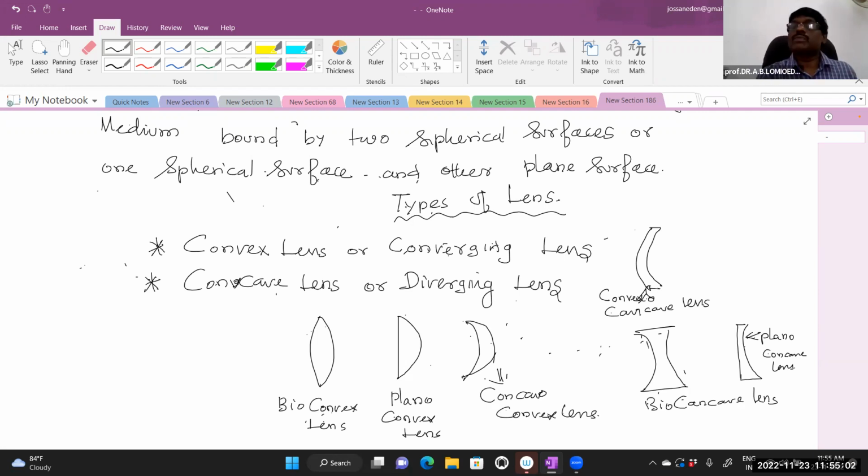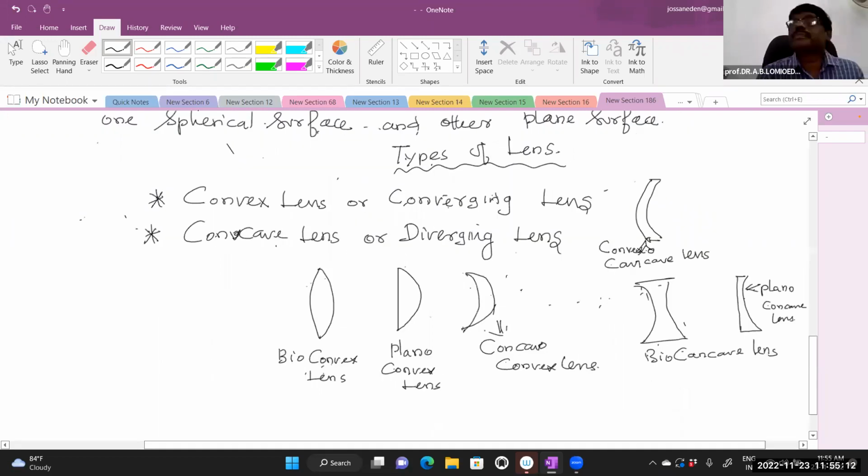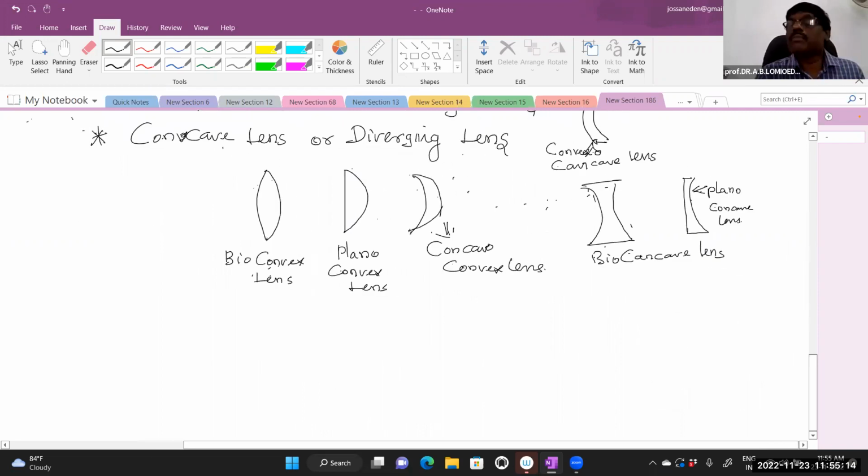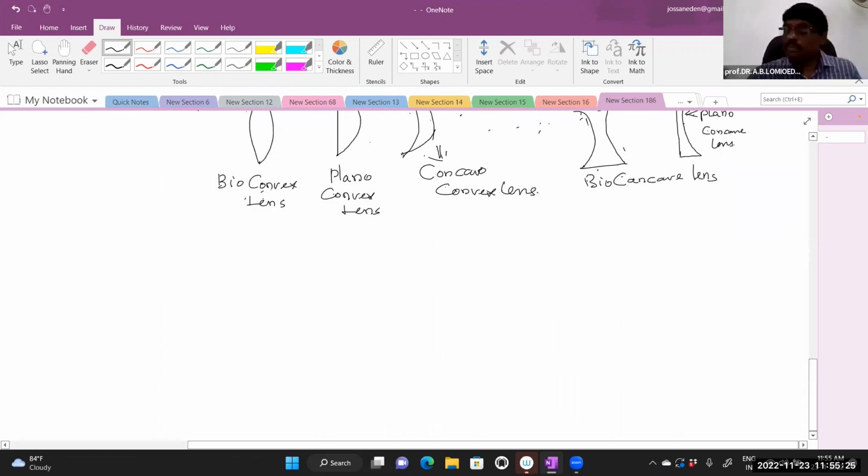Next one, the formulas related to the lenses are the lens maker formula, power formula, and mirror equation. First, take down this lens maker formula. This is the important governing formula for the problems related to lenses.